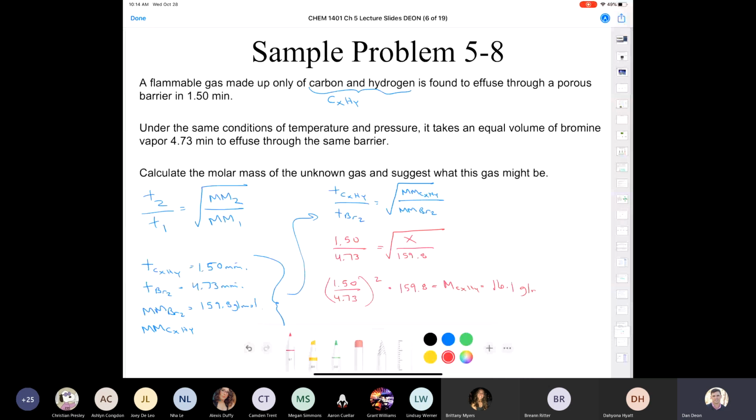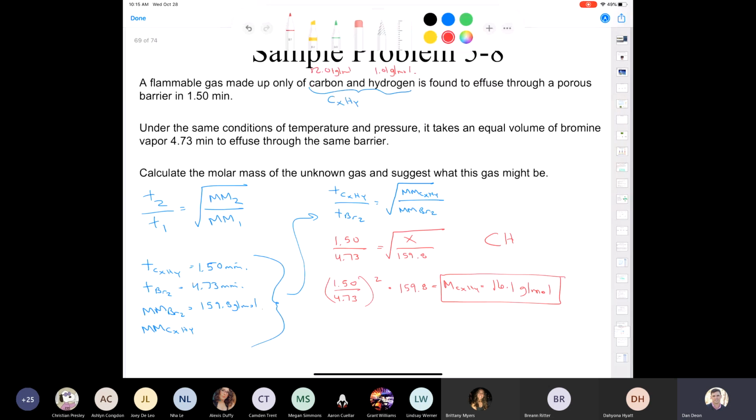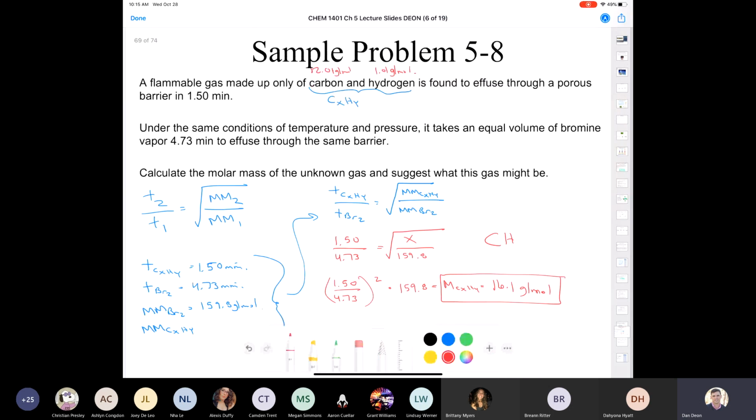Well, this is pretty obvious as to what the gas is, because carbon weighs 12.01 grams per mole, and hydrogen weighs 1.01 grams per mole. If the molar mass of the gas is 16, it can only have 1 carbon, right? So how many hydrogens do we have for every carbon? Well, if we have a total mass of 16 and each hydrogen weighs 1, we must have 4. So the gas must be methane. This is methane gas. All right. Give me a thumbs up and follow me on that one.